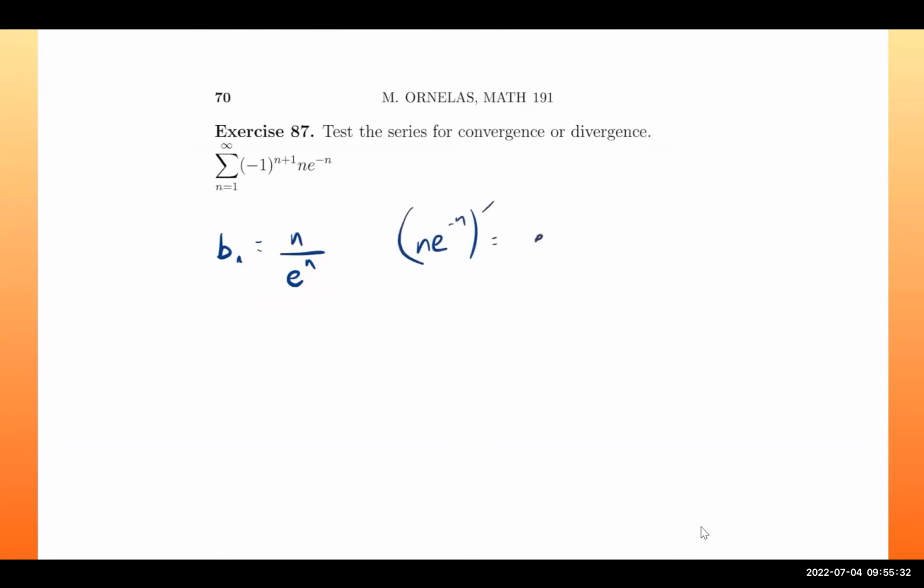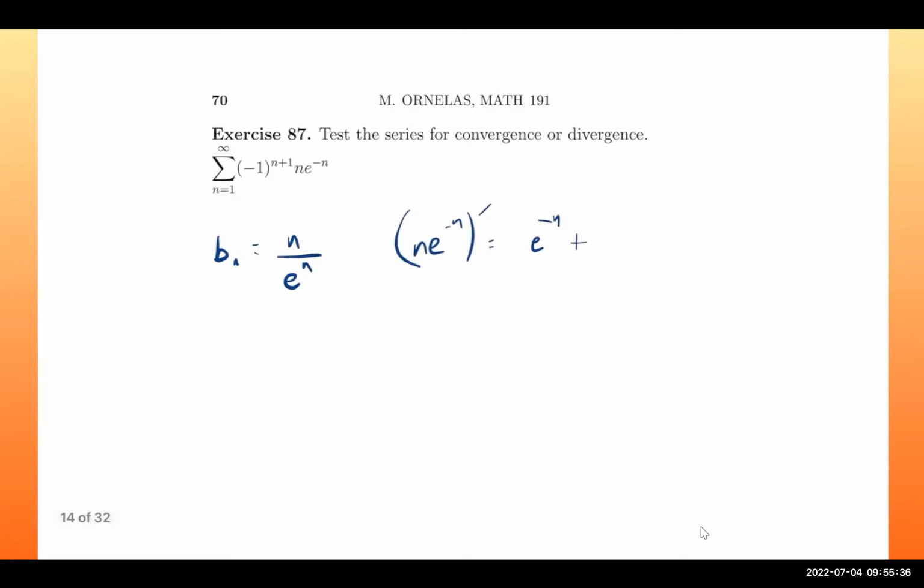All right, so if you do the first derivative test, it's going to be e to the negative n times negative 1 times n. So that would be a negative, and we've got to check when it's less than 0.